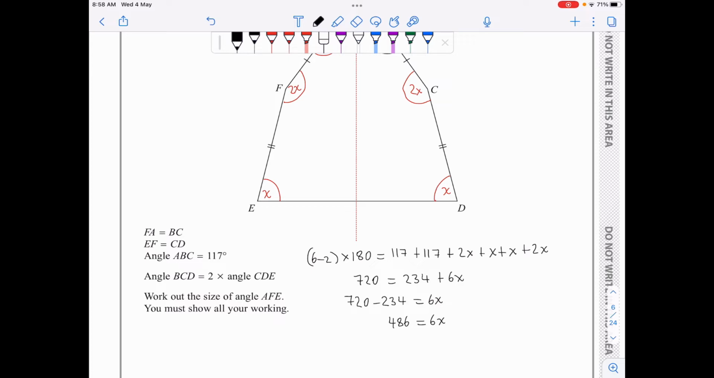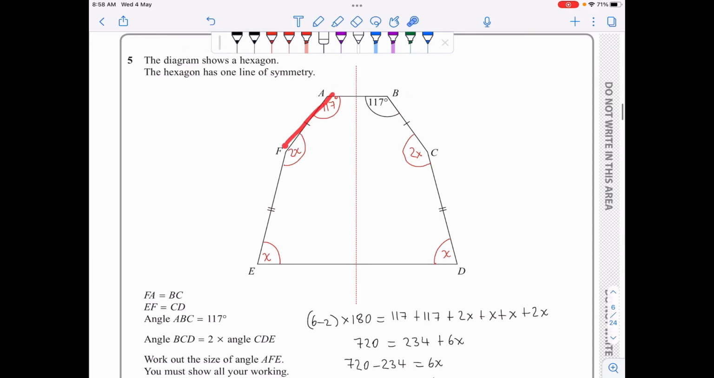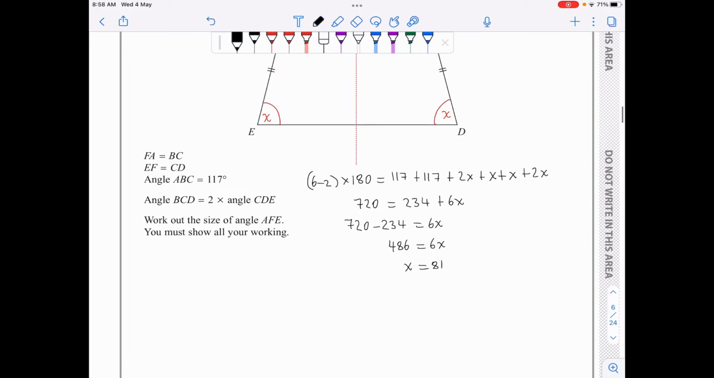Dividing by 6 gives me that x is 81, but remember, we were not asked to find x, we were asked to find AFE. AFE is 2x, so AFE is 2 times 81, which turns out to be 162 degrees.